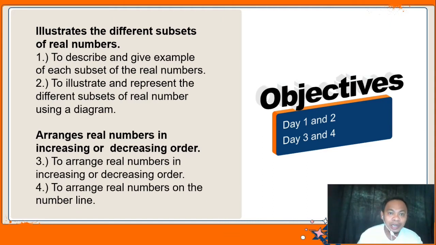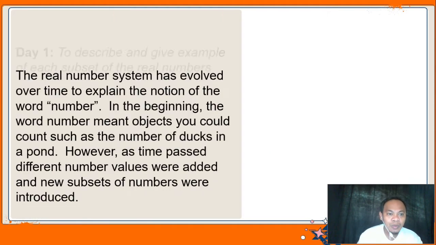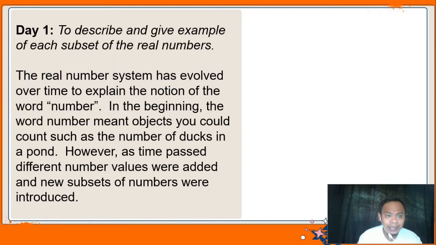Okay, so let's start for our day 1. Day 1, to describe and give example of each subset of the real numbers. The real number system has evolved over time to explain the notion of the word number. In the beginning, the word number meant objects you could count, such as the number of ducks in the pond. However, as time passed by, different number values were added and new subsets of numbers were introduced.